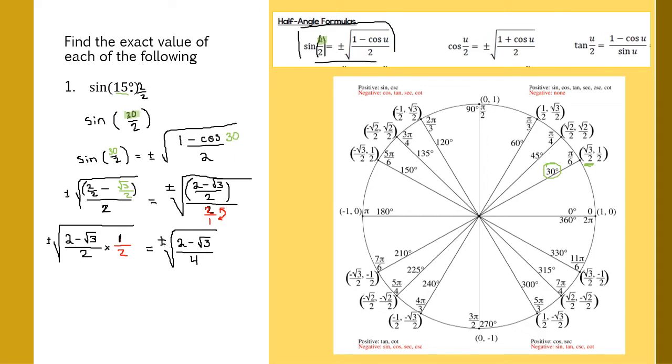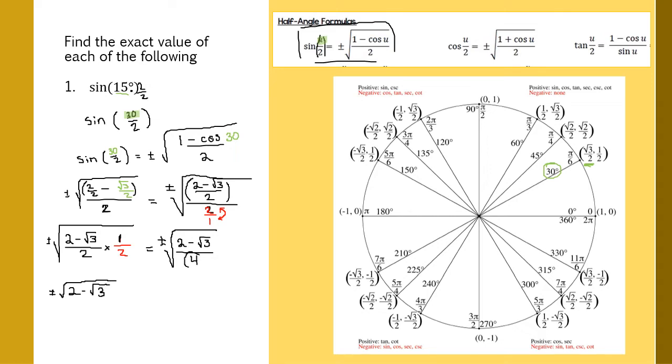Now this numerator, there's nothing really that we can simplify there. The square root of 2 is not a whole number. The square root of a square root is definitely not a whole number. So that numerator, plus or minus the square root of 2 minus the square root of 3, there's nothing we can do with that. It's kind of messy, but that is as simplified as it gets.